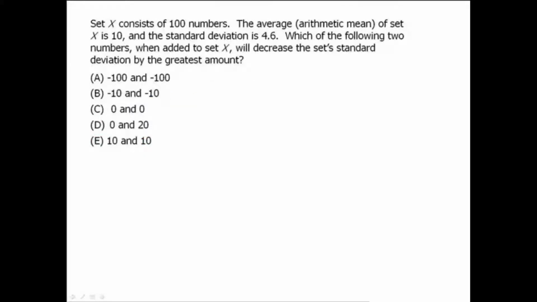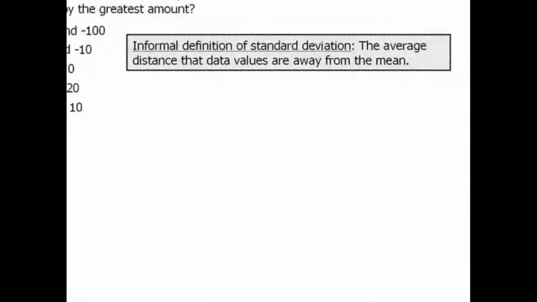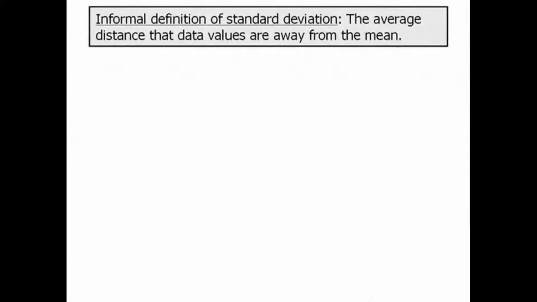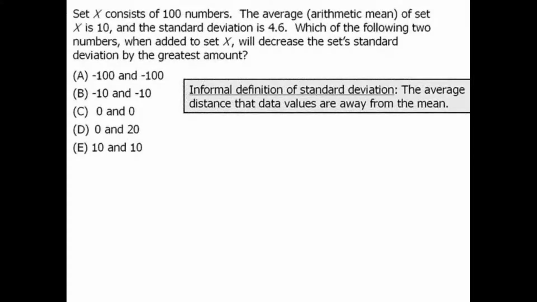For most questions involving standard deviation, we can apply the informal definition shown here. It says that the standard deviation of a given set is approximately equal to the average distance that each of our data values is away from the mean. So for our question, we can say that on the average, the numbers in set X are about 4.6 units away from the mean of 10.